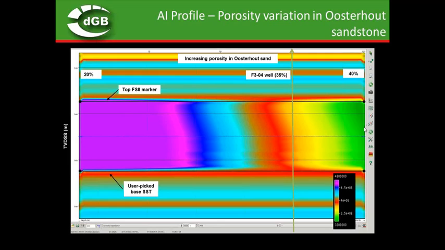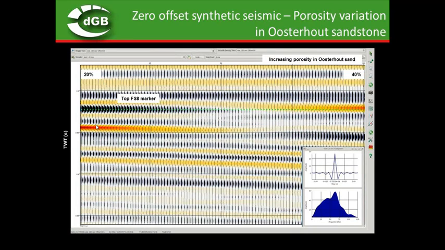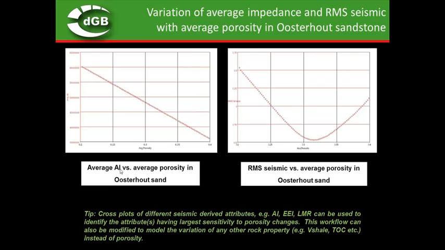Just like before, we have created a zero offset synthetic seismic corresponding to the porosity variation model, and we can already visually see an immense change in the seismic character corresponding to an increase in average porosity in the interval of interest from 20% to 40%. And the final step again is to do a quantitative analysis using the Crossplot facility. Here we have generated our average acoustic impedance versus average porosity crossplot in the interval of interest on the left, and RMS seismic versus average porosity crossplot on the right.